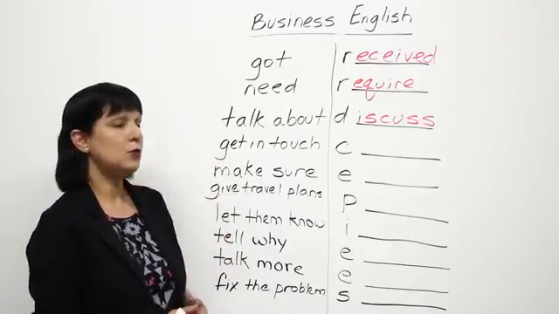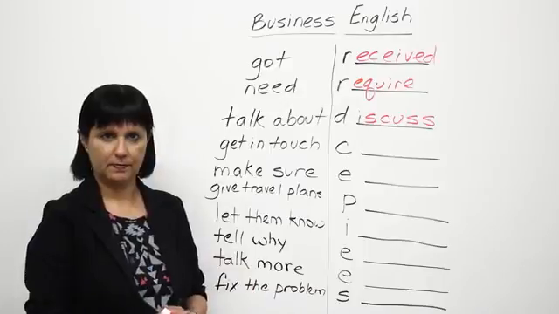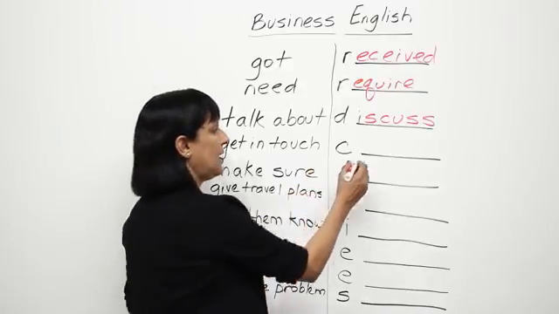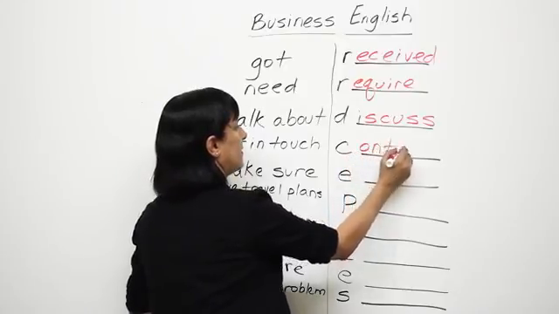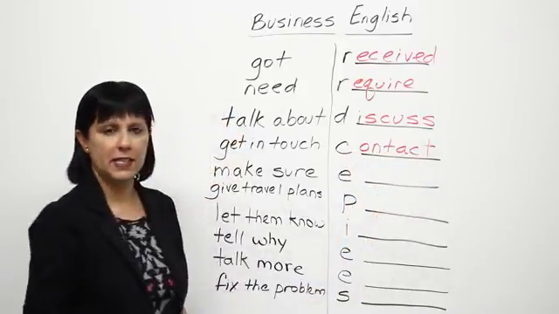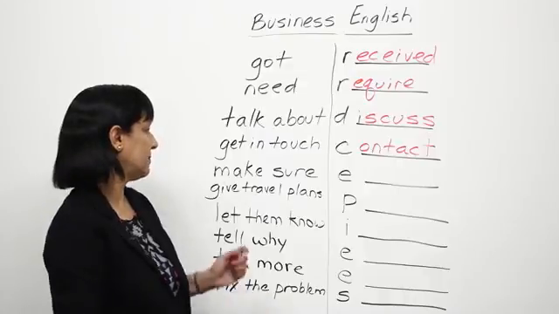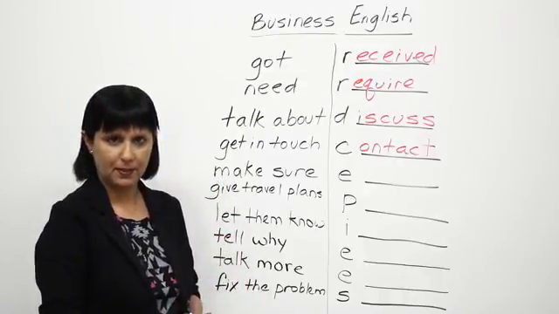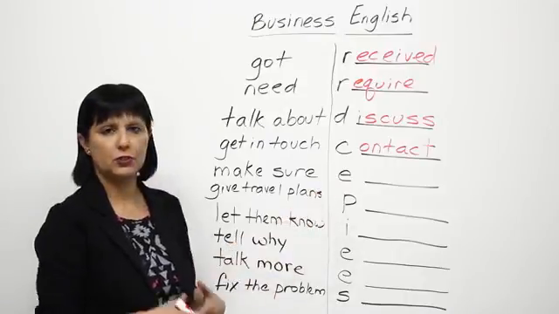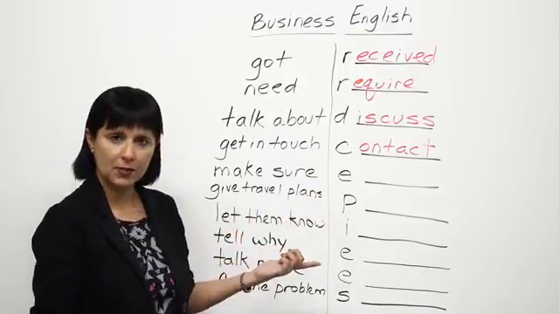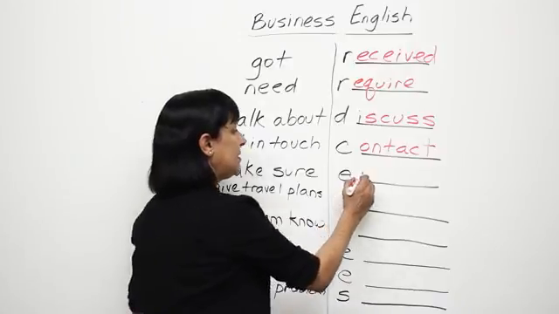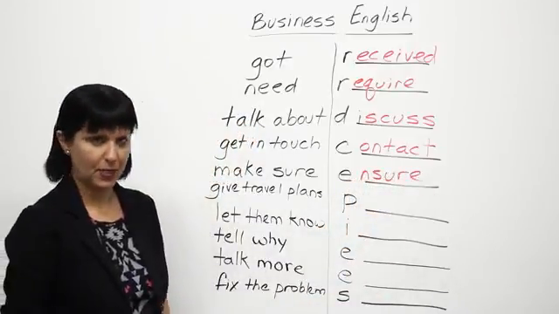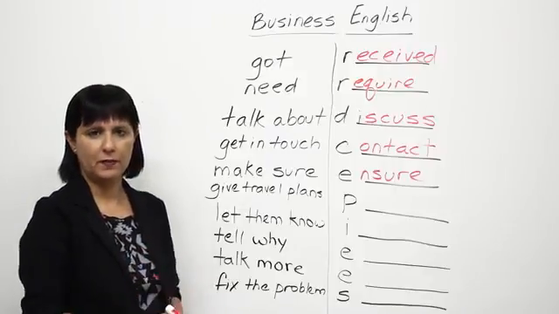Next one. How do I get in touch with her? What word could you use instead of that? How do I contact her? Okay, good. Please make sure you arrive on time. Which business word could you use instead of make sure? Please ensure. Okay? Please ensure you arrive on time.